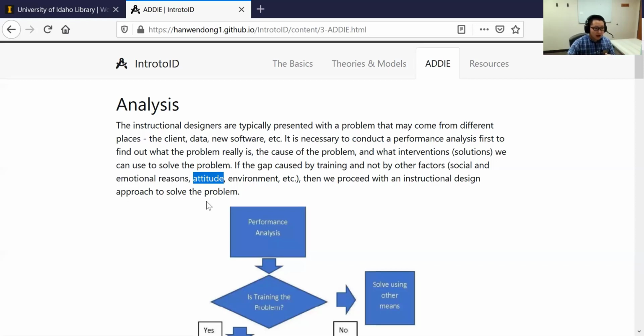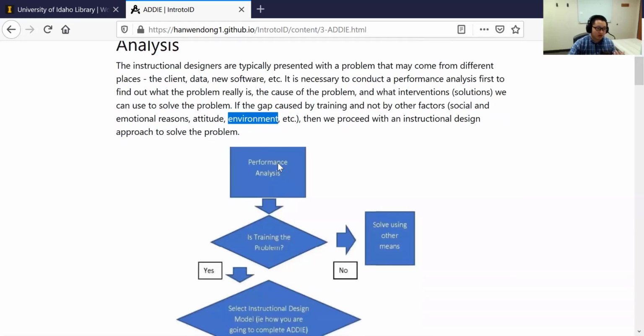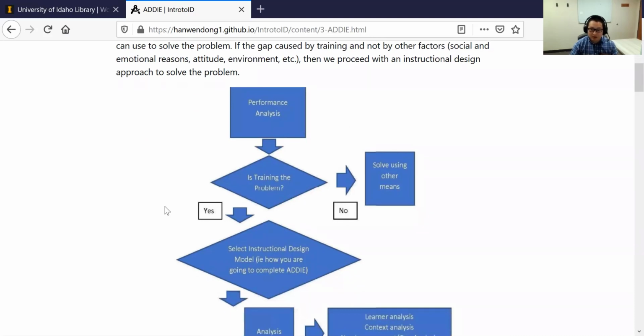Environmental issues. If the students are taking classes remotely, if they are in their dorm or at their off-campus housing, we want to make sure that they don't have spotty internet or they don't have a functional microphone that allows them to participate and engage with the class. But if we do perform the performance analysis and we determine that training is the problem, then we are ready to begin the formal instructional design process.